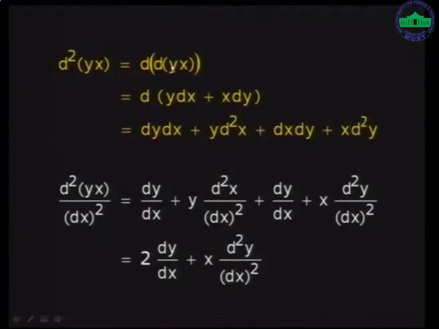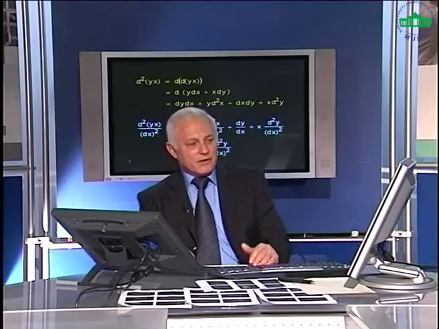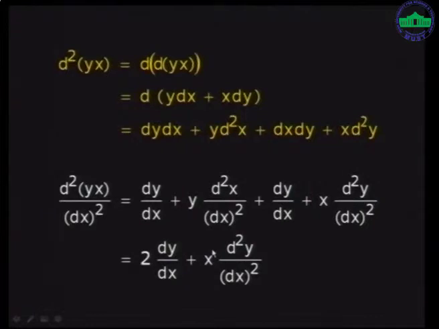Or you can again calculate the second derivative, d2y by dx squared. After you calculate d of y of x, you apply d again, so you get d of d of y of x. Here again, you apply the differential of this expression, and then you divide by dx squared to obtain the second derivative of y of x with respect to x. This becomes dy by dx, this becomes y d2x by dx squared, and this again dy by dx, and this x d2y by dx squared. But d2x by dx squared is equal to 0, because the derivative of x is equal to 1 and the second derivative is equal to 0, and you get at the end twice dy by dx plus x d2y by dx squared.